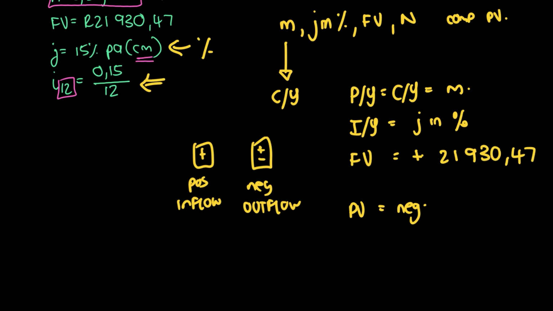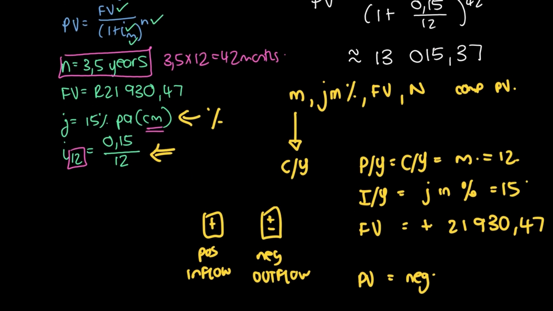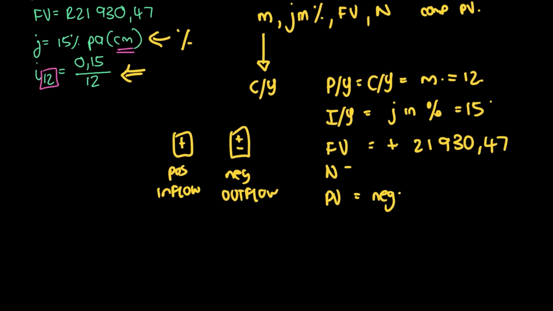Right, so now we have the PY, we have the CY, which is equal to M, which is equal to 12 in this case. Let's just fill that in. We have the IY, which is equal to the J in percentage, which is equal to 15. We have the future value, which is going to be positive because it's an inflow of money to us, the investment's coming back to us, of 21,930 Rand and 47 cents. Our present value when we compute it is going to be negative. What are we still missing? We're still missing the N. So remember the N was 42 months, and we still want it to be the 42. We want the units of N to correspond with the compounding periods, the CY. So we have N is equal to 42.